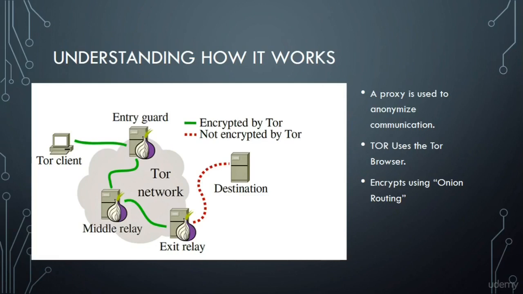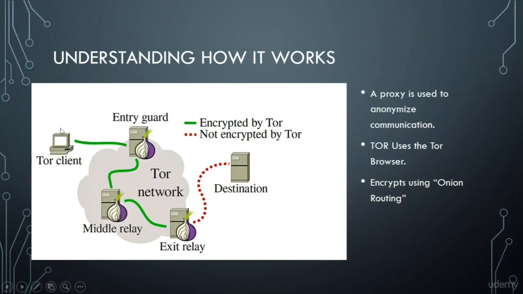Alright, so Tor, the onion router, uses the Tor browser, which as I said is the tool that we're going to be using to browse the deep web or the dark net. So it encrypts data using the onion routing system, which is basically a layer of proxies that will shield your traffic as you're browsing the deep web or dark net.